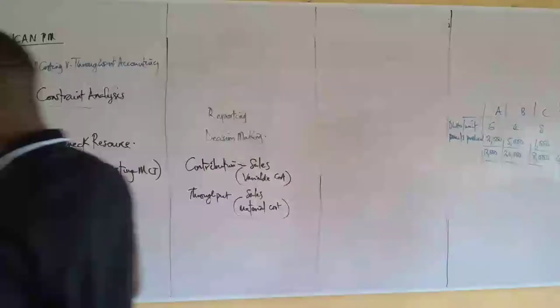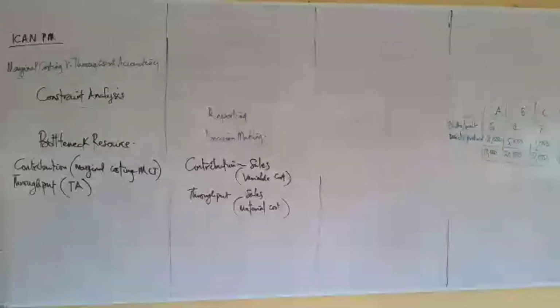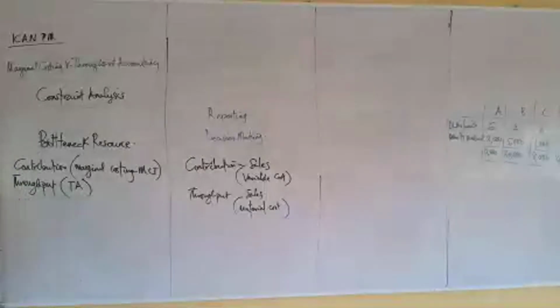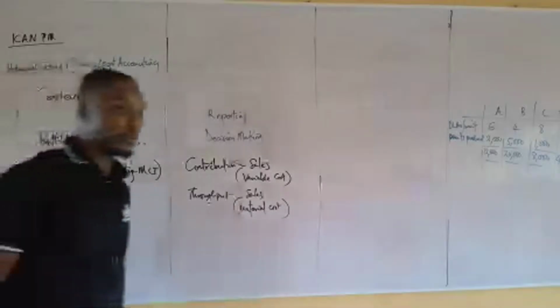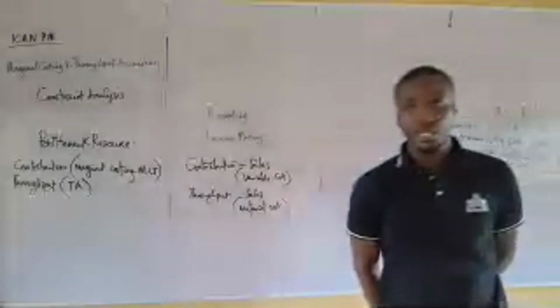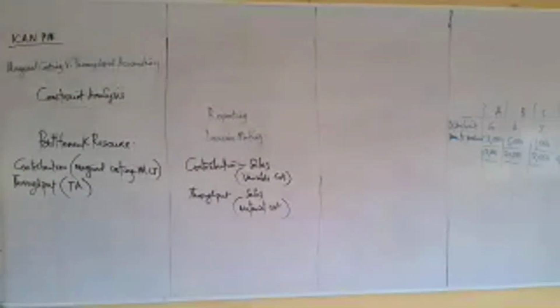Done with this. Step 3. Calculate the contribution or throughput per bottleneck resource.